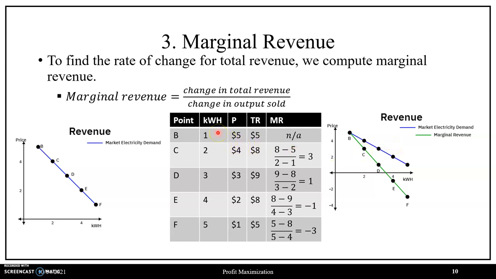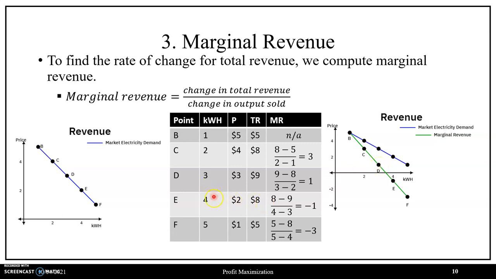So going from 1 unit of electricity sold to 2, we see that total revenue is going from $5 to $8, or that there's a change of 3, which generates point C on our marginal revenue curve. Going from 2 units sold to 3 units sold, we see total revenue is going from 8 to 9, or there's a change of positive 1, which we see generates point D on our marginal revenue curve.